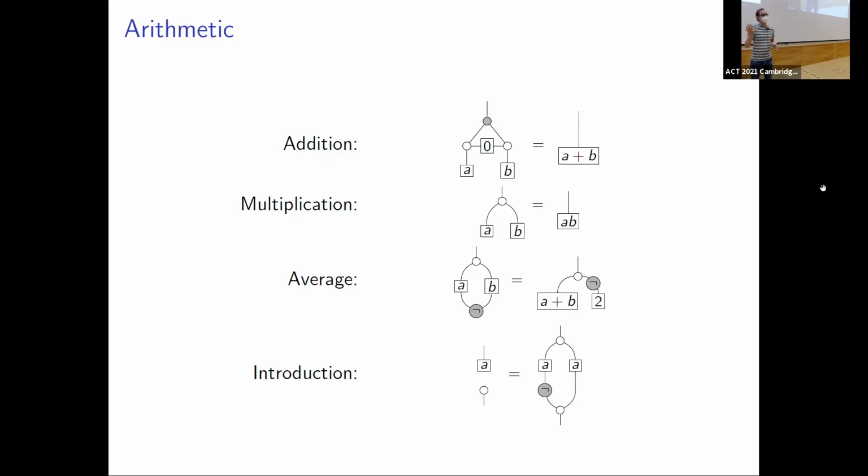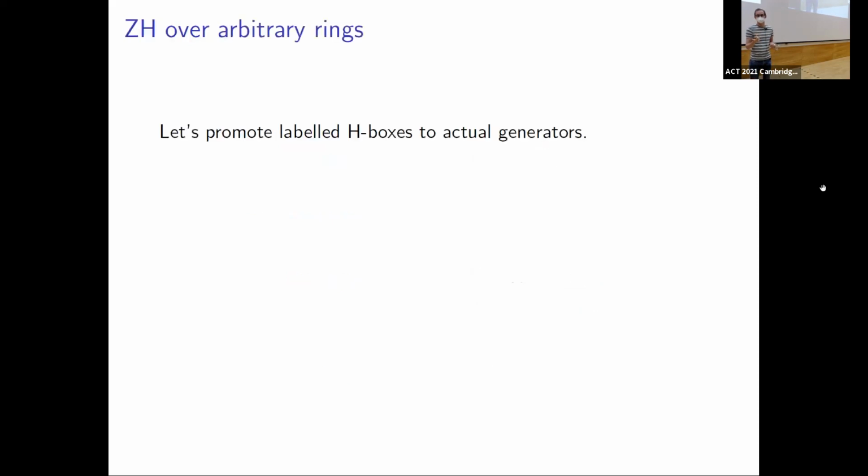The reason I'm showing you these things is because we can lift these labeled H boxes, which in this setting are just a convenient syntactic sugar, to actual generators in a more general setting. Okay. So we can think about not just matrices over the dyadic rationals, but over more arbitrary rings.